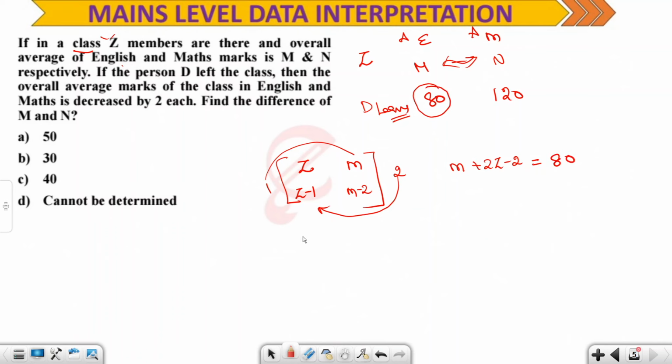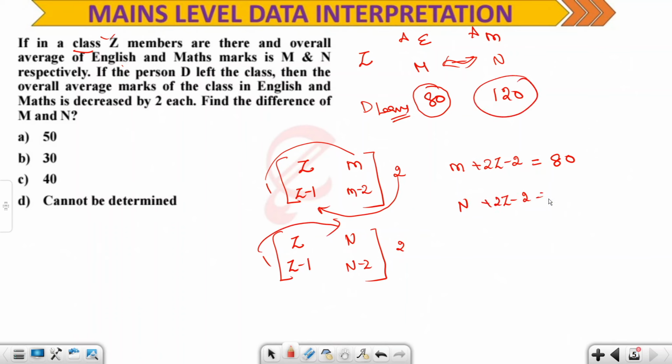Okay, so next, suppose they are given one more thing. Okay, what is that? If again same Z members, one member is leaving. What is the overall average of max, which is nothing but N. So again it is becoming N minus 2. Okay, so here what happened, this is 1 and this is 2. So if you multiply it, we'll be getting N plus 2Z minus 2 is equal to, what is the mark scored by D in max, which is nothing but 120.